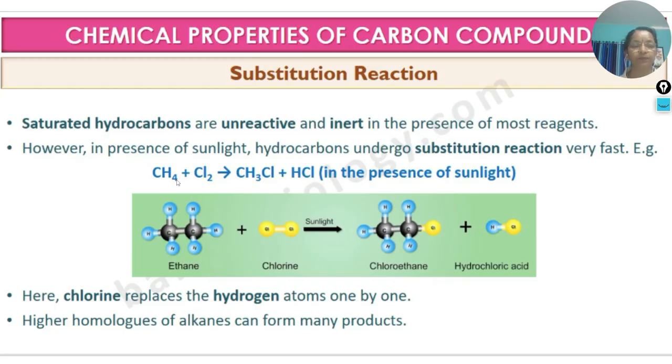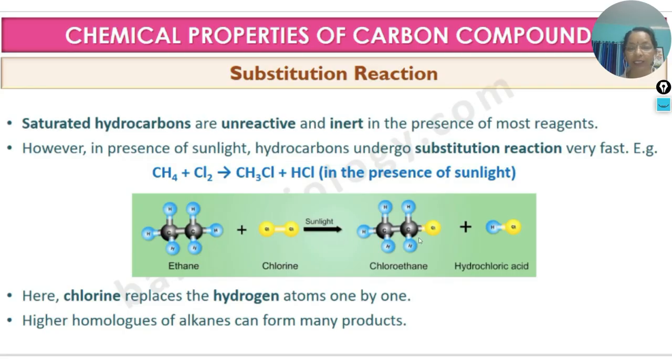For example, say CH4 undergoes a substitution reaction with chlorine in the presence of sunlight. So sunlight is the catalyst here, forming chloromethane and HCl. See, the picture shows very clearly the substitution. The H was here, which is being substituted by one of the chlorines from the chlorine molecule, and the picture shows chloromethane.